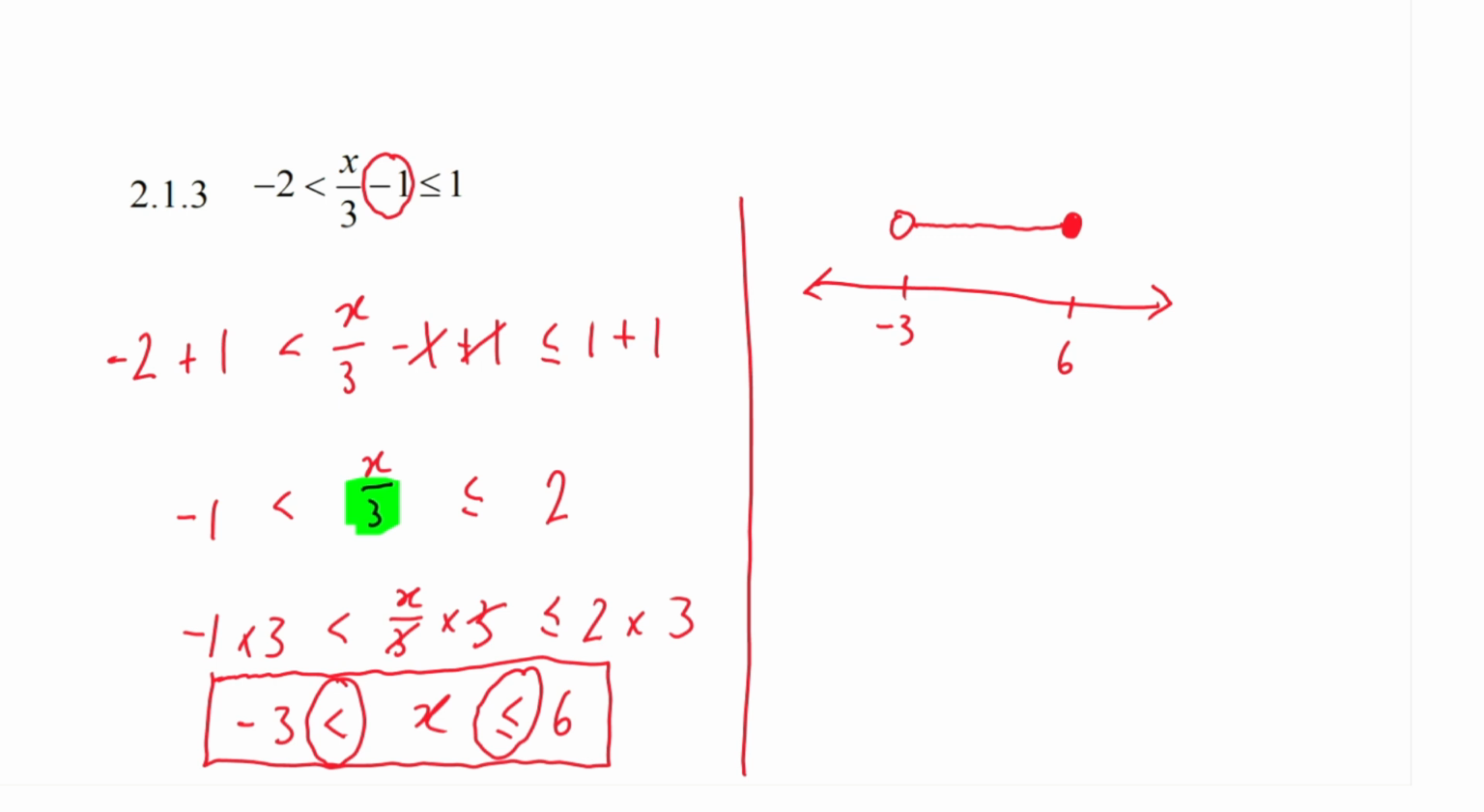Alternatively, you might be asked to show this in interval notation. So then we say x is an element of open bracket minus 3 and a closed bracket around 6. The open bracket is because we have a strictly less than sign, and the closed bracket or the hard bracket is because we have a less than or equal to sign. So when you have an equal to sign, we use a hard bracket.